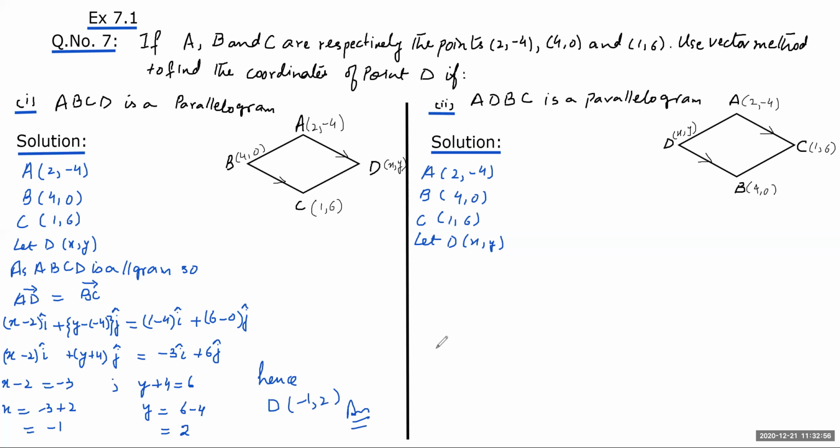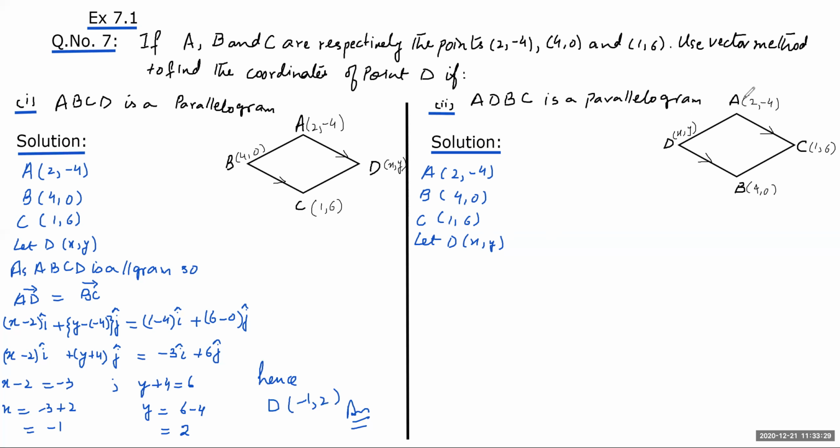Now let's get to our second part. The second part is that ADBC is a parallelogram. So I have written all the coordinates. A is (2, -4), B is (4, 0), C is (1, 6). And the unknown point D, I have named its coordinates as X and Y. I have written it as let D be (X, Y). And now you can see I have named my parallelogram as A, D, B, and C.